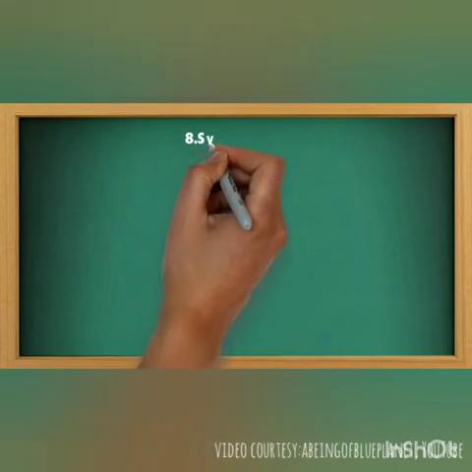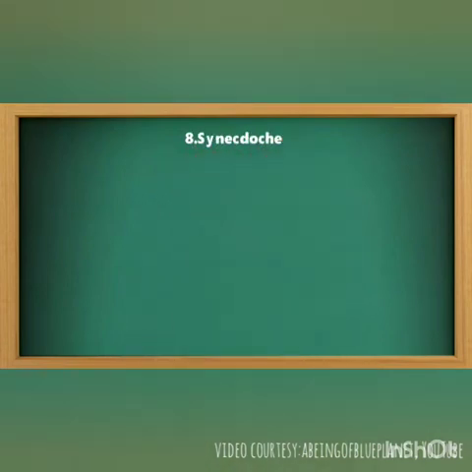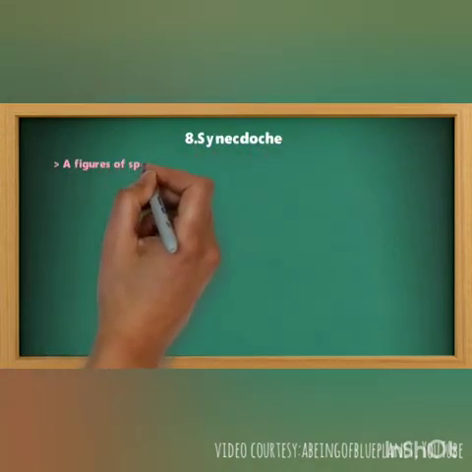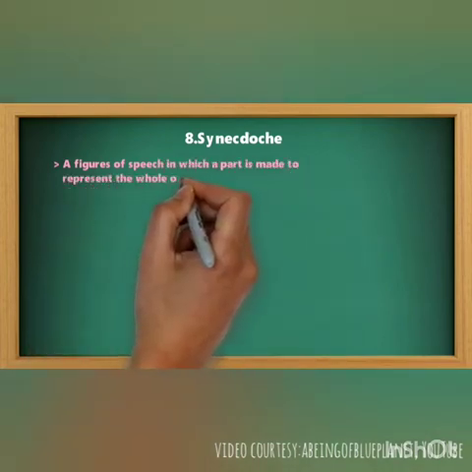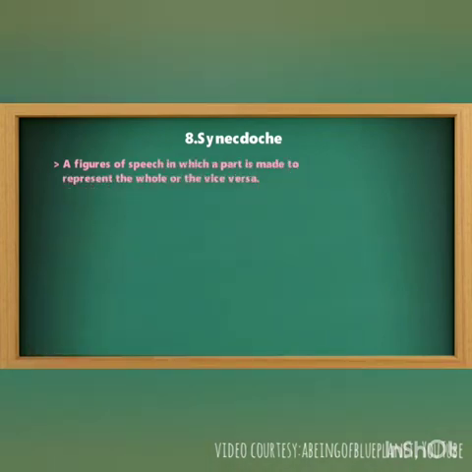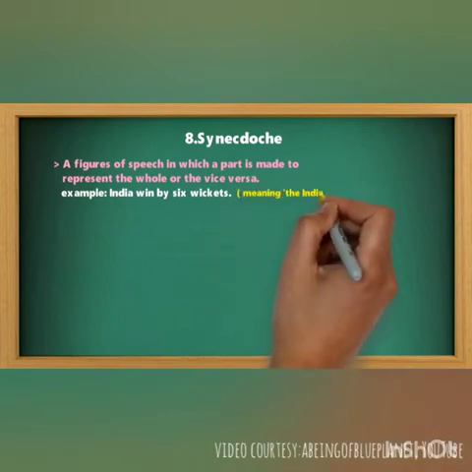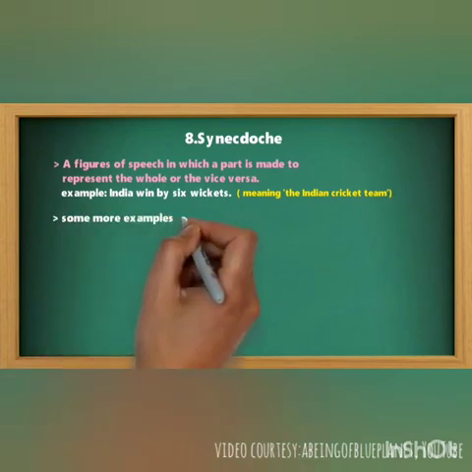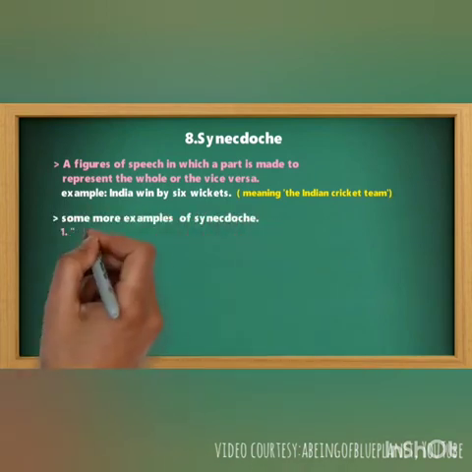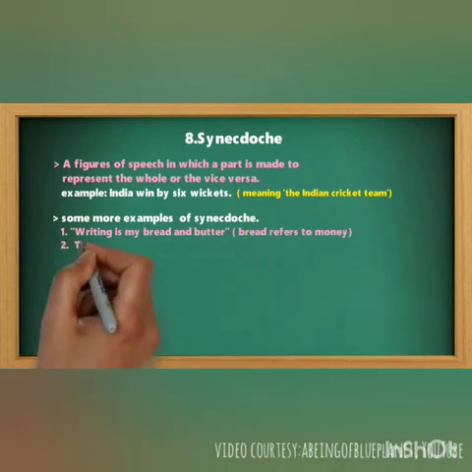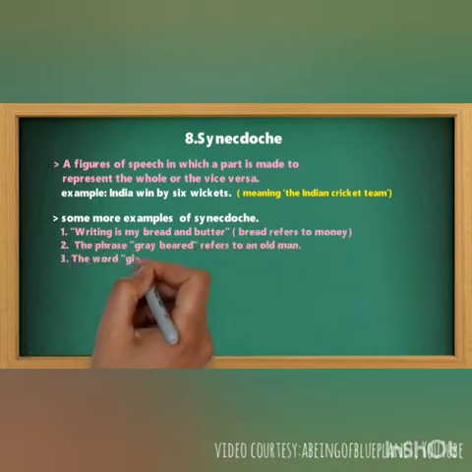The next figure of speech is synecdoche. A synecdoche is a figure of speech in which a part is made to represent the whole or the vice versa. For example, India win by 6 wickets, which means the Indian cricket team. Some more examples of synecdoche are.